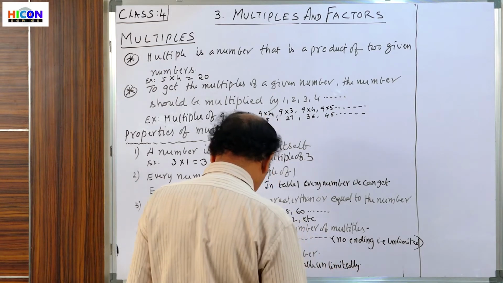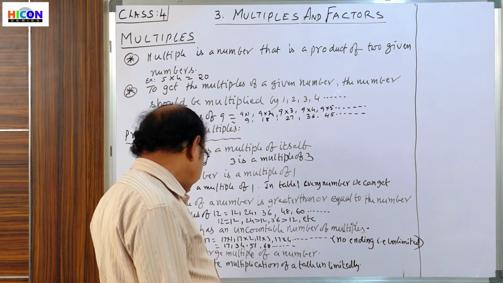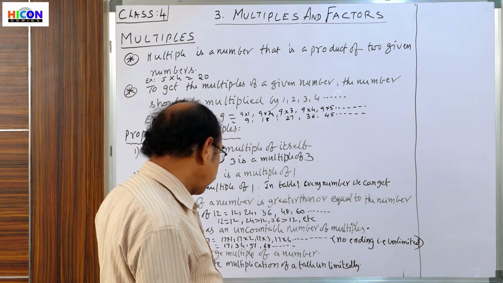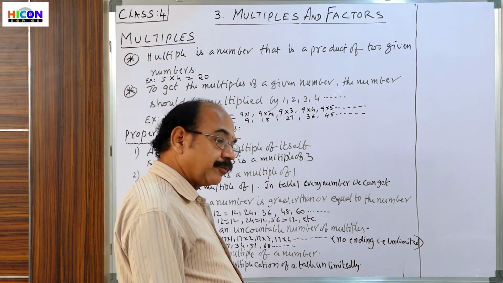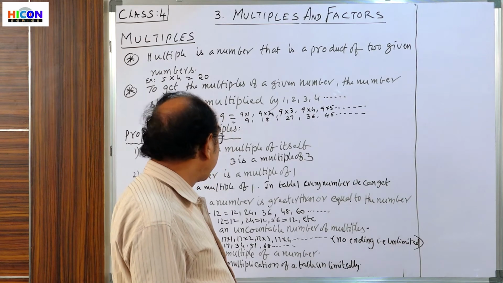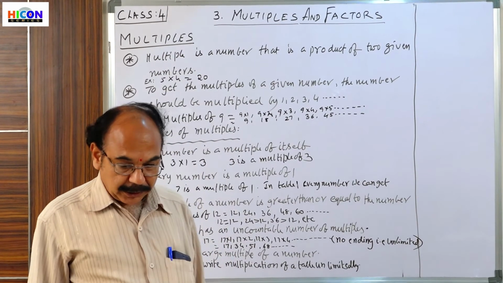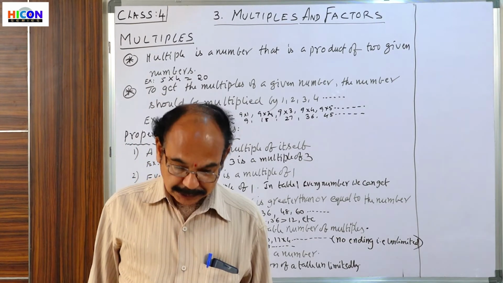Okay, children. Unlimitedly, we can write the multiplication table. That's why, okay, these are the properties we can observe. Next, we can go to the exercise.